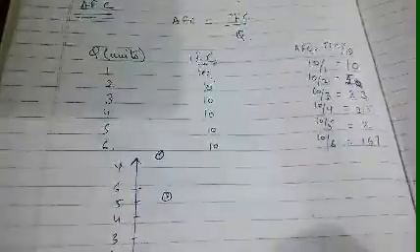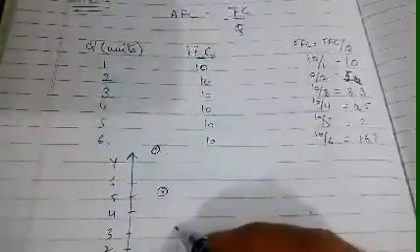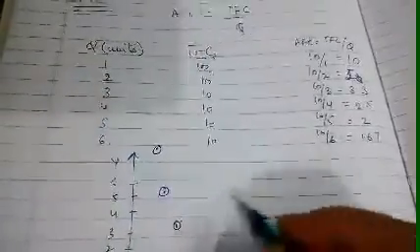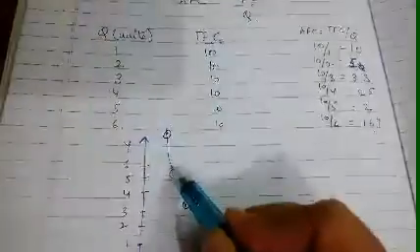Then the third point, 3 and 3.3 over here we can consider it. And fourth point, 4 and 2.4, 2.5 over here, fine. Then 5 and 2, then 6 and 1.67. So it comes out to be over here nearly. So if we join the points, we get this shape.